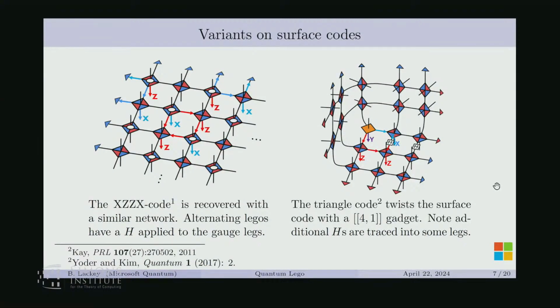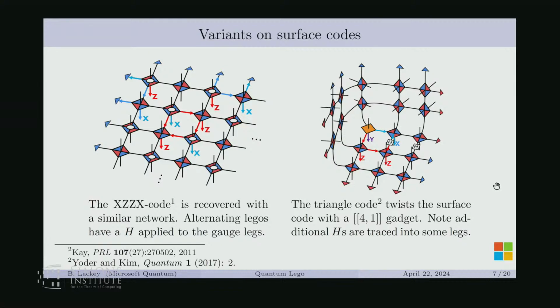And so the XZZ code here, it's exactly the same network. It's just now local changes in the Legos themselves produce different logical operations, different, in this case, gauge operations that get glued together in a slightly different way, but give exactly the same type of tensor network to build those codes. Triangle code or twisted code, take a little gadget here, and so this 4-1 gadget allows us to glue together these 2x2 Bacon-Shor codes in a different way.